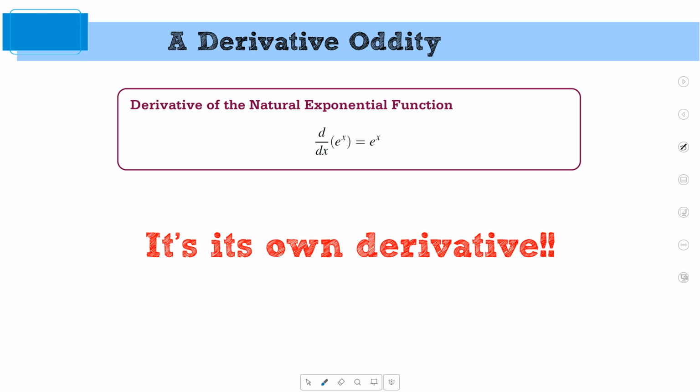E to the x. Now, we don't have enough calculus right now for me to show you why this is the case. And the proof right now is really, really ugly. So you're just going to have to trust me on this one. The derivative of e to the x is itself. And as far as I know, that's the only function where that happens.